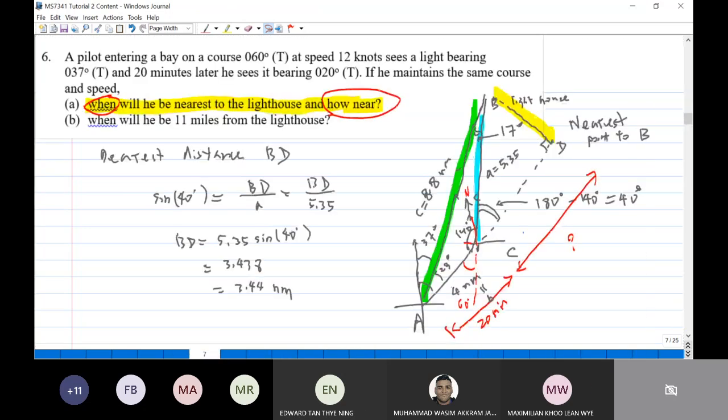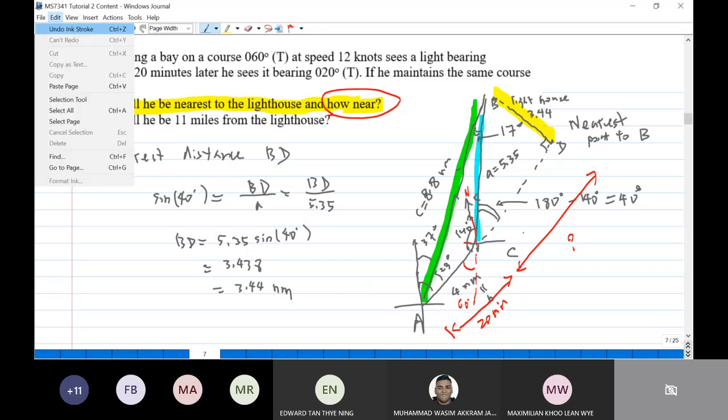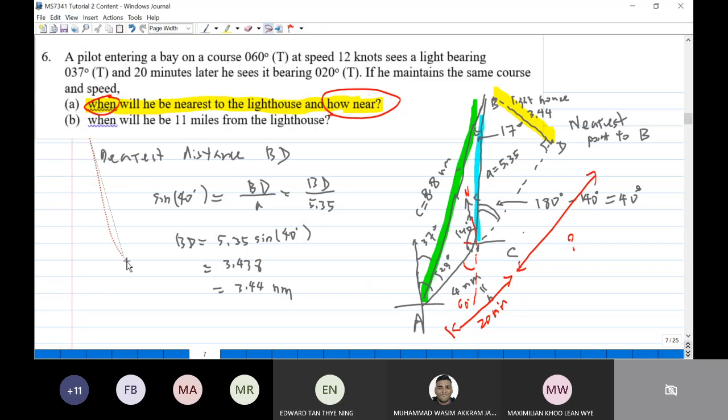All right, I want to find when, okay? So I found out the nearest distance already. So this is 3.44. I can write it down because I may need it. Okay, so I put the rest aside now.